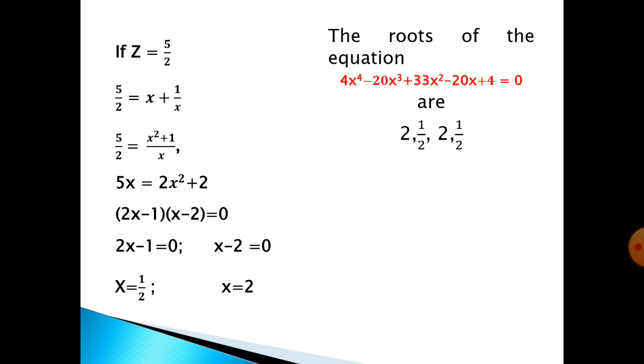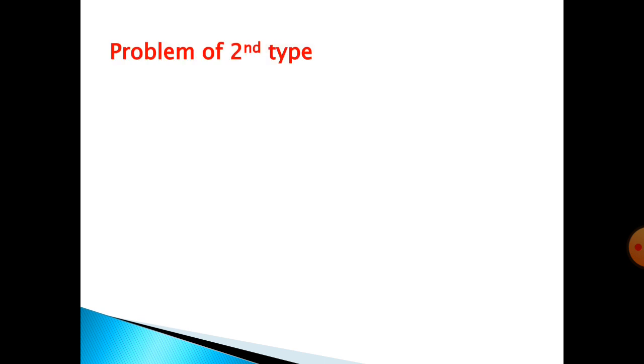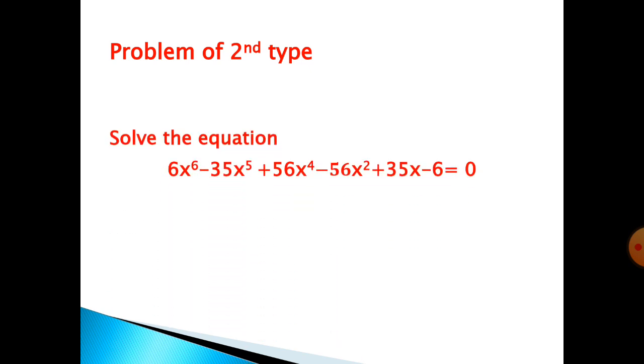Since the z value occurs twice, take the x values twice. So, the roots for the equation 4x^4 - 20x^3 + 33x^2 - 20x + 4 = 0 are 2, 1/2, 2 and 1/2. Now, let's see a problem on the second type.